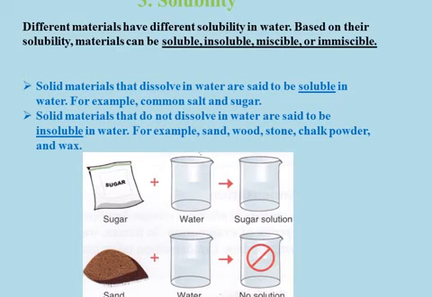So let's begin. Here the slide is a classification based on solubility. Different materials have different solubility in water. Based on their solubility, materials can be soluble, insoluble, miscible or immiscible. Solid materials that dissolve in water are said to be soluble in water. For example, common salt, sugar, these all are soluble. Substances which completely disappear or dissolve in water are soluble in water.